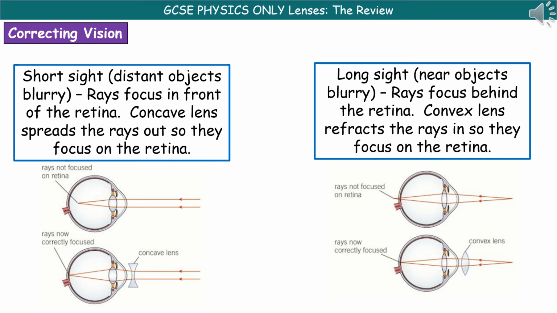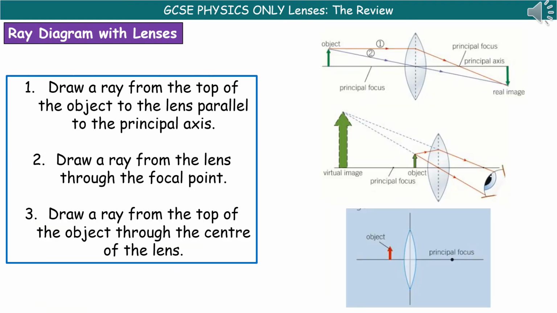If you've got long sight, so near objects are blurry, the rays are focusing behind the retina, so we use a convex lens to refract the rays in so that they do focus on the retina.